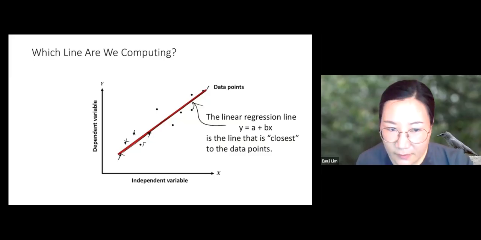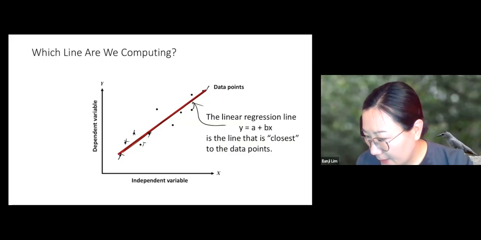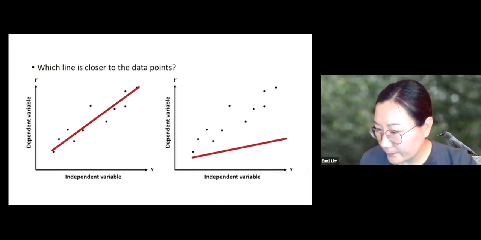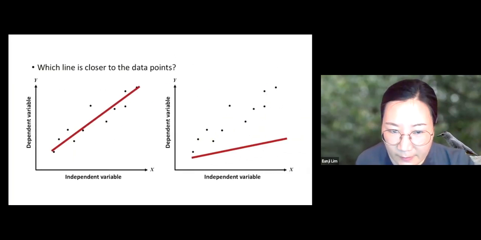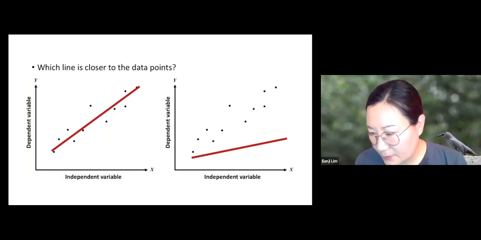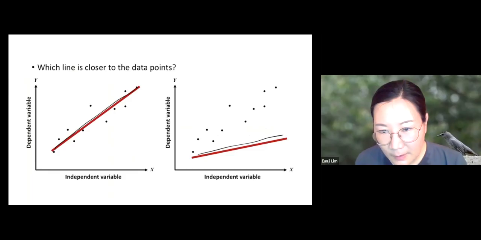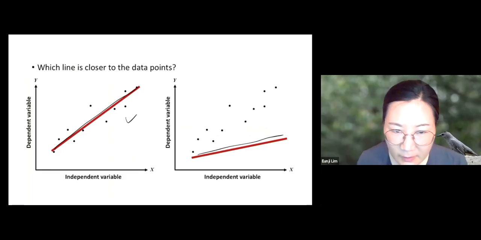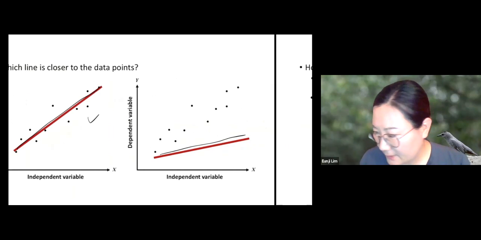But what do we mean by the closest line? How can you even measure the closeness between a line and data points? So let's take a very simple example. Let's compare these two lines. Which one is closer to the data points? This one or this one? Obviously, the first one is closer. By looking at the graph, you can get a sense of which one is closer. But mathematically or specifically, how can we measure the closeness between the data points and a straight line?